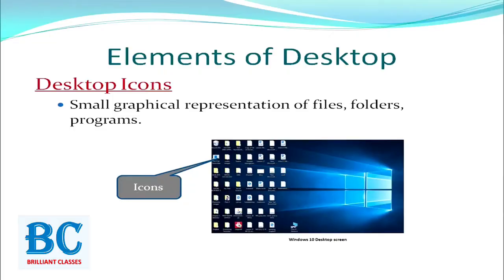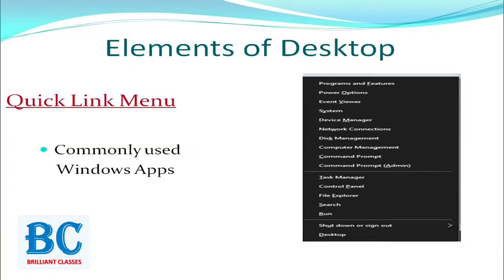Let's now do various elements of the desktop. You have the icons, around 10 to 15 icons are shown on the screen that you are seeing now. These are graphical representations of files, folders and programs. To view any of the icons, to open any of the folder, you just double click on that particular icon and it opens up. Next element is the quick link menu. It contains the commonly used Windows apps. You can select on any of these apps to use them.